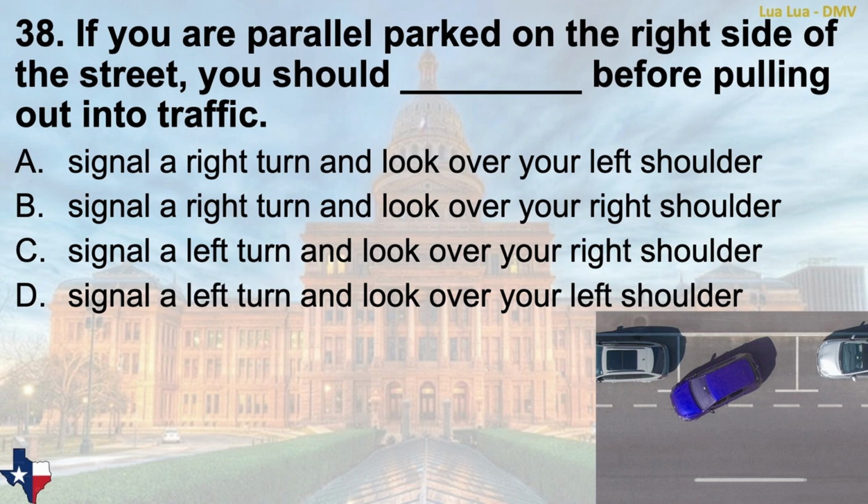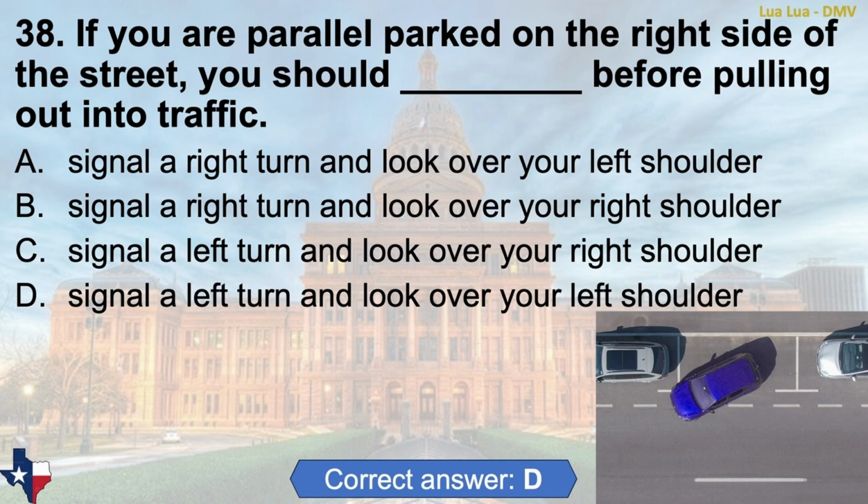Question 38. If you are parallel parked on the right side of the street, you should blank before pulling out into traffic. A. Signal a right turn and look over your left shoulder. B. Signal a right turn and look over your right shoulder. C. Signal a left turn and look over your right shoulder. D. Signal a left turn and look over your left shoulder. The correct answer is D. Signal a left turn and look over your left shoulder.